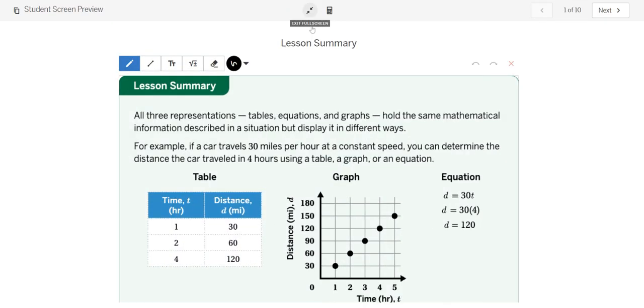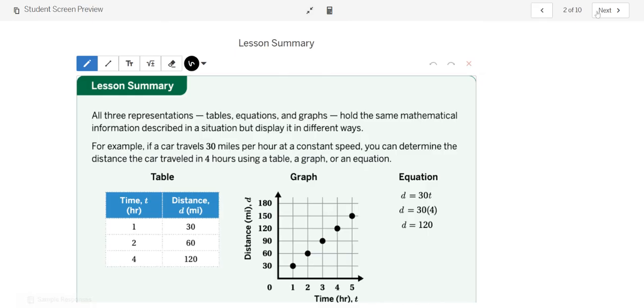Okay, so today we looked at, again, how to compare tables with graphs with equations. Taking away the physical representation, we're able to see that in each of the three, table, graph, equation, they're the same thing. So here we go.